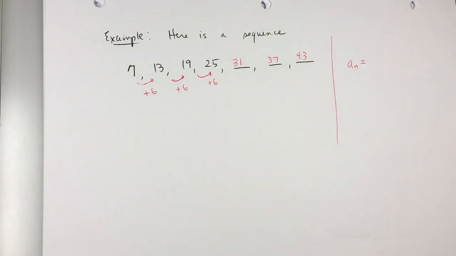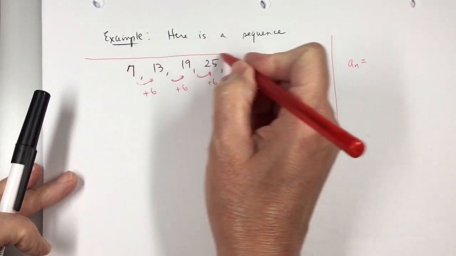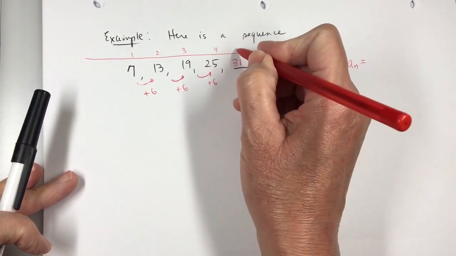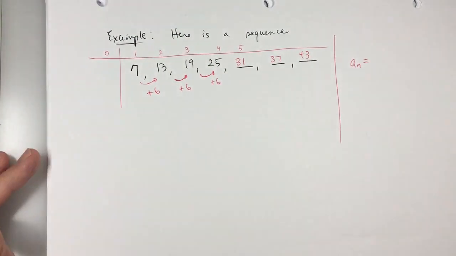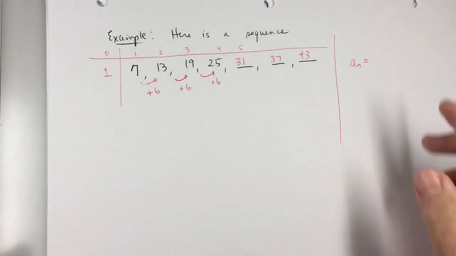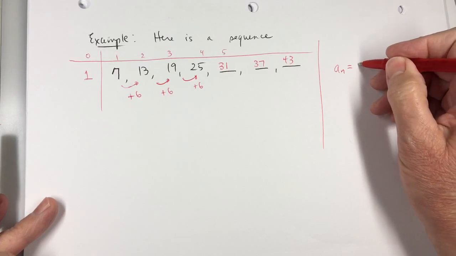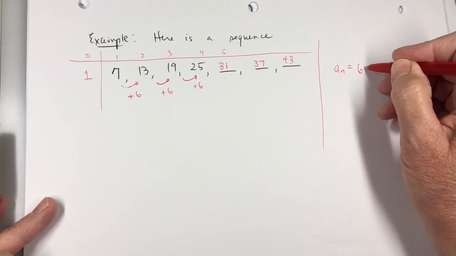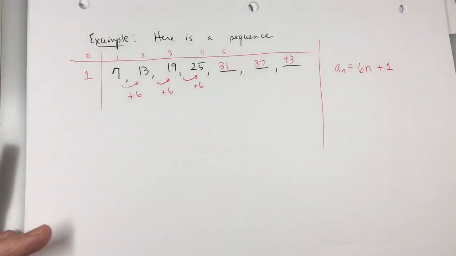And if you do the little trick I showed you before, if I count this as term number 1, let's do this term 1, 2, 3, 4, 5. If you back it up to the 0th term, what would the 0th term be? 1. So it's really just mx plus b. 6, or rather, I'll use an n instead of an x. 6n plus 1. That should work.